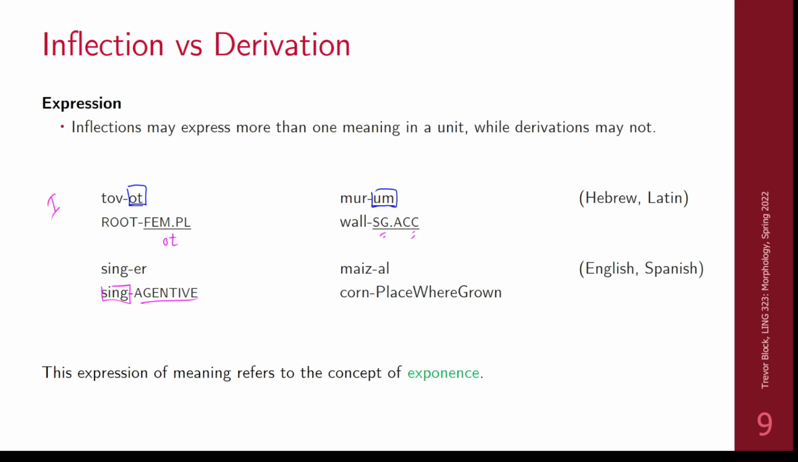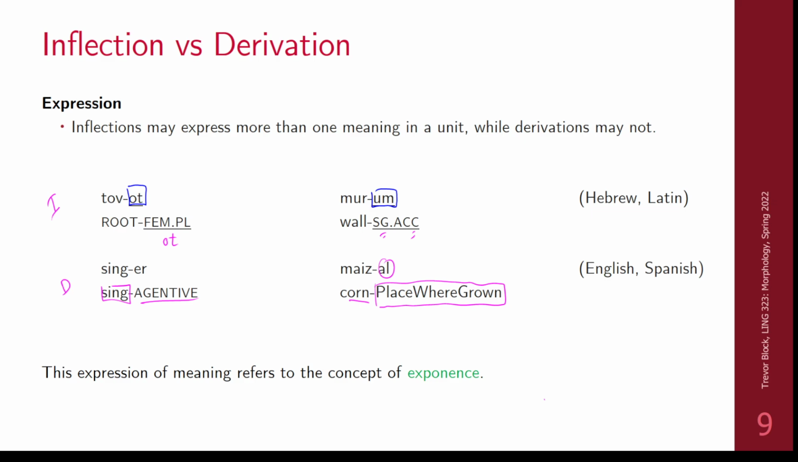It's one meaning. Spanish has this word for cornfield. So it has corn, and then it has the suffix that tells you where that item was grown. So this makes cornfield. You might have like a grape and then that morpheme, and you get like a vineyard or something. So just one meaning per morph. And this concept is called exponents.